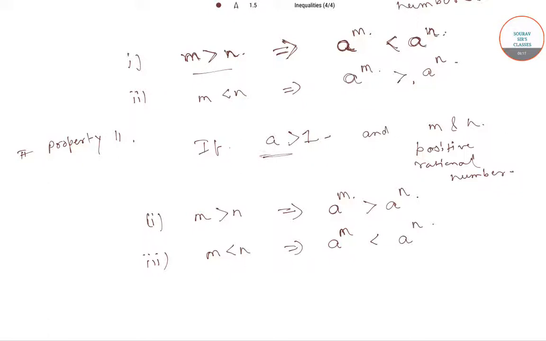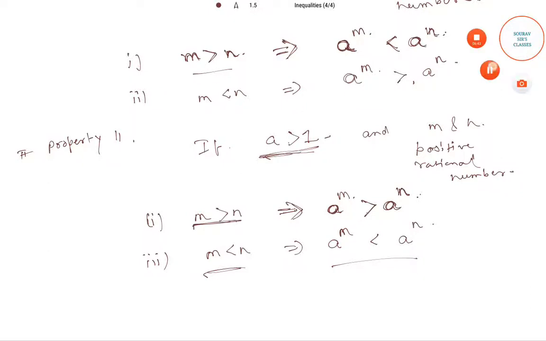So when a is a number greater than 1, then if m is greater than n, where m and n are positive rational numbers, a raised to the power m would be greater than a raised to the power n. Similarly, if m is less than n, then a raised to the power m would be less than a raised to the power n.